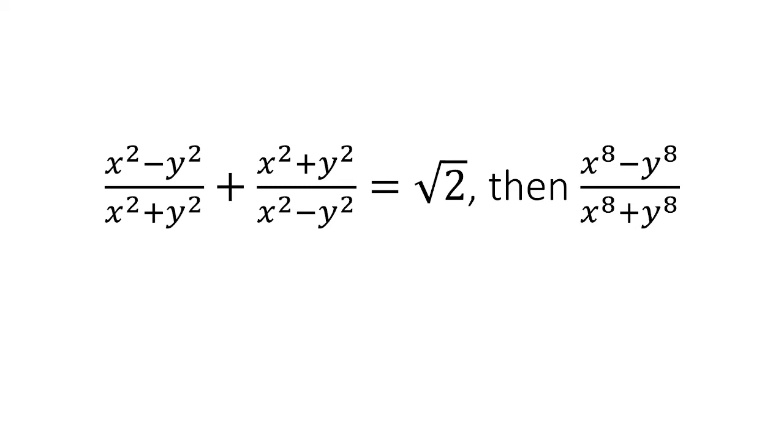If (x squared minus y squared) over (x squared plus y squared) plus (x squared plus y squared) over (x squared minus y squared) is equal to the square root of 2, then what is (x to the 8th minus y to the 8th) all over (x to the 8th plus y to the 8th) equal to?